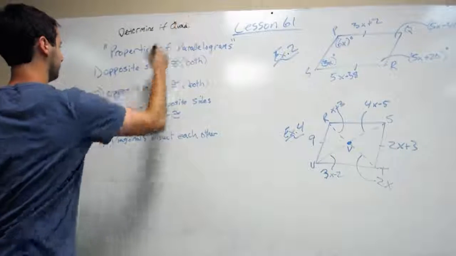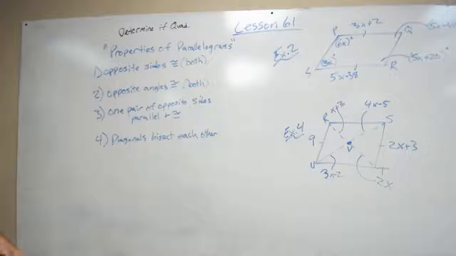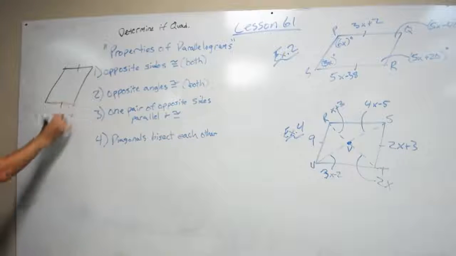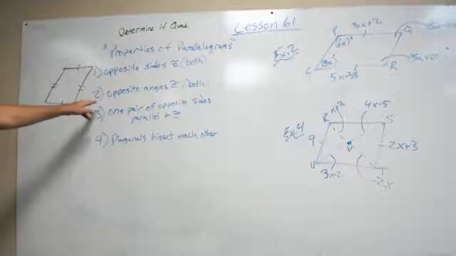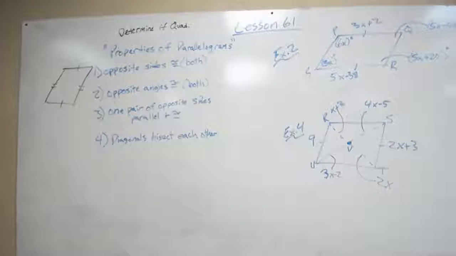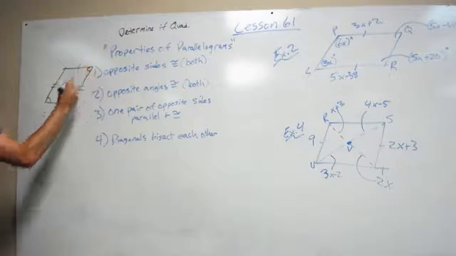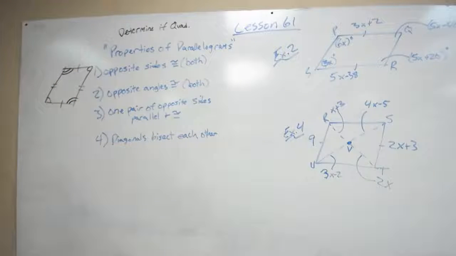is a parallelogram. So the first property is that both opposite sides are congruent. That would look like this. Opposite sides, those are congruent, and those are congruent. If we see that, we would automatically know the quadrilateral would be a parallelogram. The next one is opposite angles are congruent, both pairs. So here's an example of opposite angles. They're congruent. These are congruent. Therefore, we can know that this quadrilateral is a parallelogram.